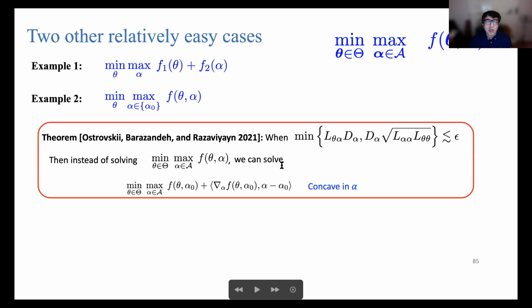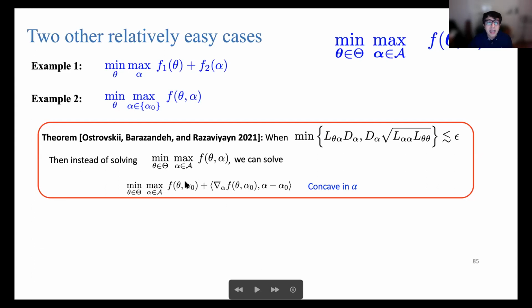And that leads to an efficient algorithm. And you can see that this happens, for example, when your d alpha is small, meaning that the radius of the set A is small, or the diameter of the set A is small. This corresponds to the extension of the case that this is singleton, or your coupling is small, meaning that L theta alpha is small. And this can be viewed as the extension of this setting.